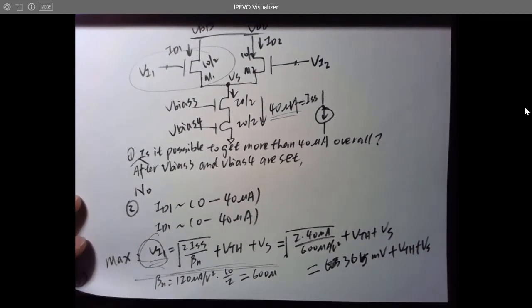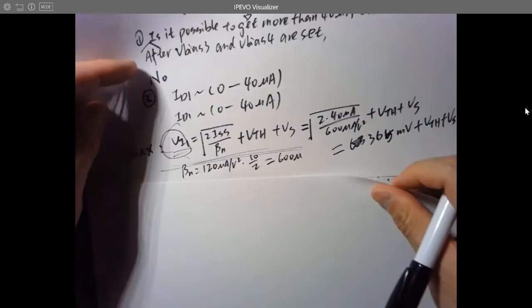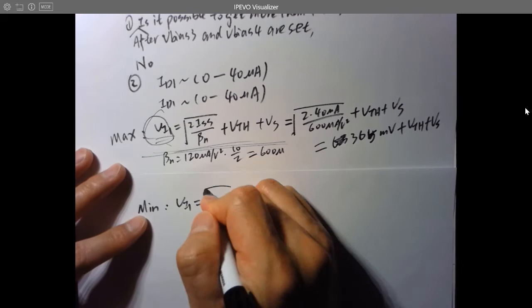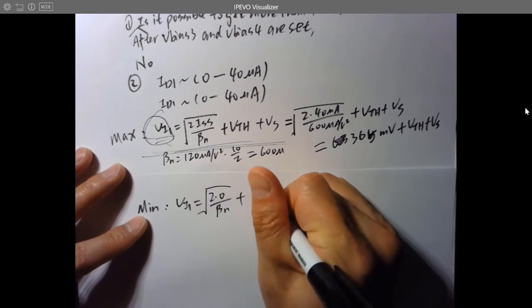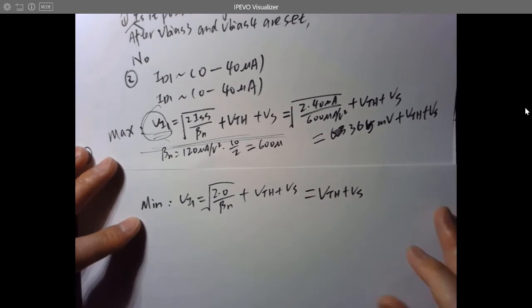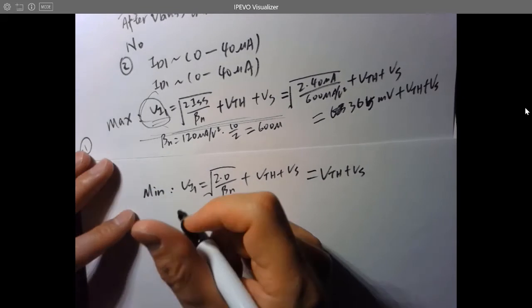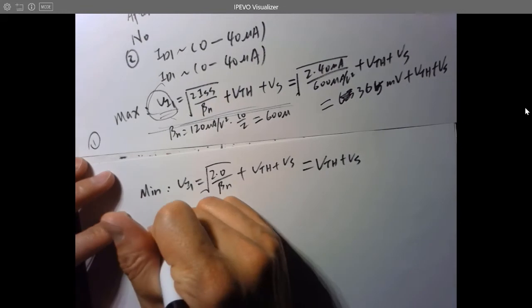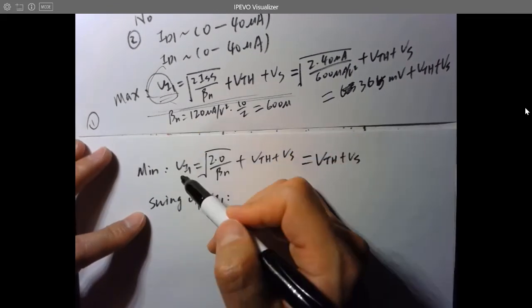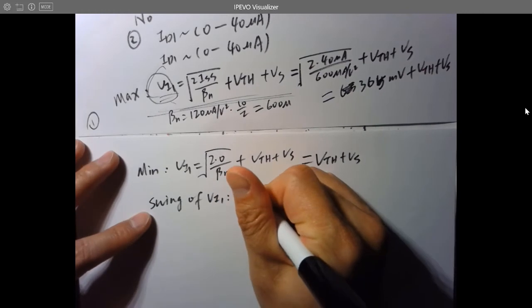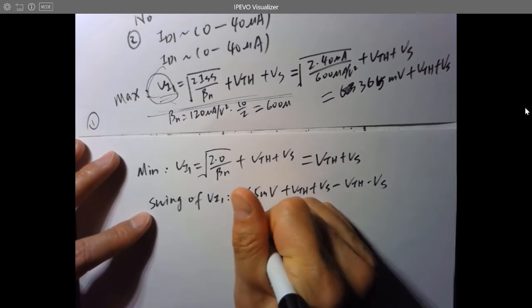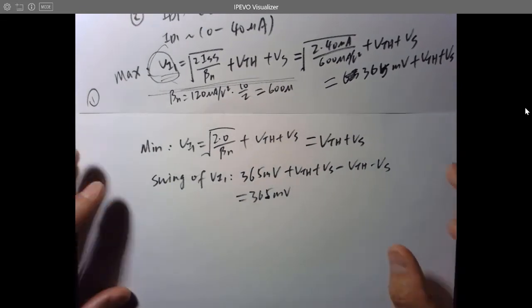What's the minimum VI1? So you can get a swing, right? The maximum and the minimum, you get a swing. So what's the minimum VI1? This part will become zero, but it still has this, right? They're still there. So this will be VTH plus VS. So now, the swing of the input voltage for the differential amplifier, the swing of VI1, will be this minus this, which is 365 millivolts plus VTH plus VS minus VTH minus VS, which is 365 millivolts. So that's the final voltage swing.